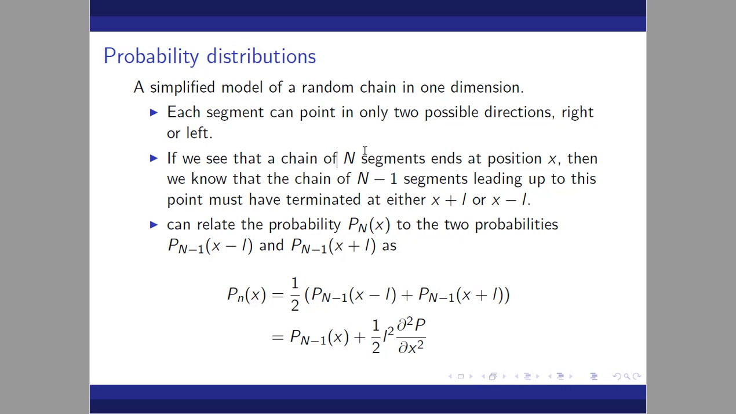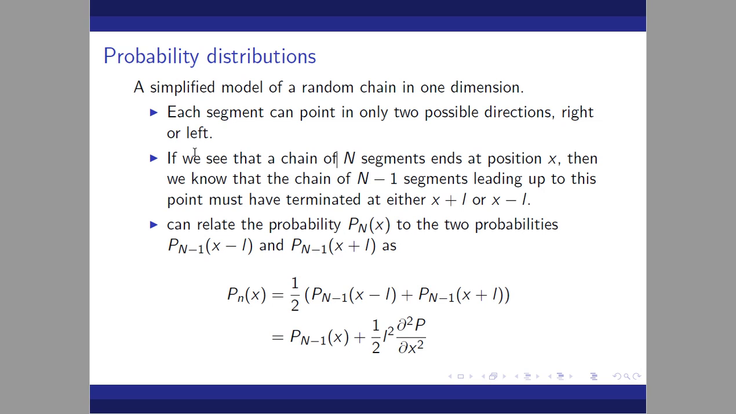So here we want to see the probability of where the next monomer will do the bond with the current monomer. This is from our PDA, I believe. So it's a simplified model of a random chain in one dimension. Each segment can point in only two possible directions, right or left. So it can be either in the right position or in the left position of the current monomer.